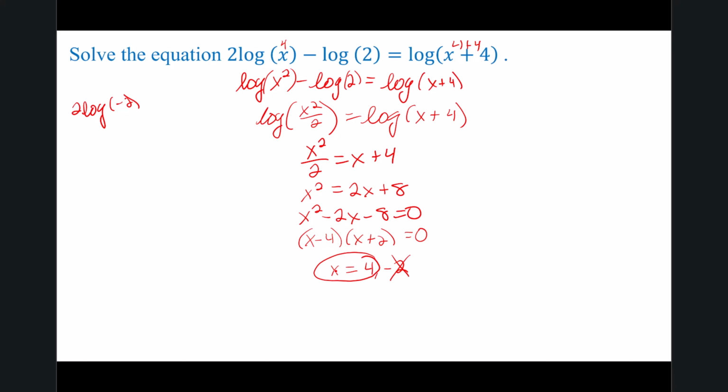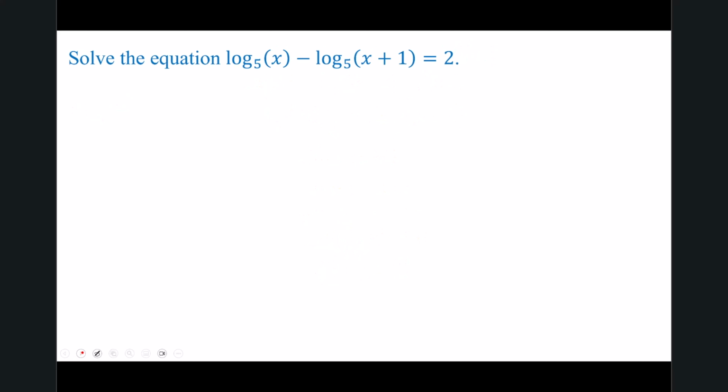Our only solution is 4. Now, it's possible there would be no solution in a problem you get. So check all of your solutions. Maybe they will all work. Maybe some of them, maybe none of them will work. But you'll need to check every single one.